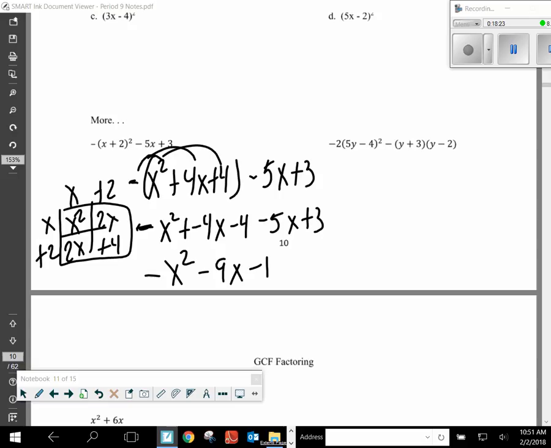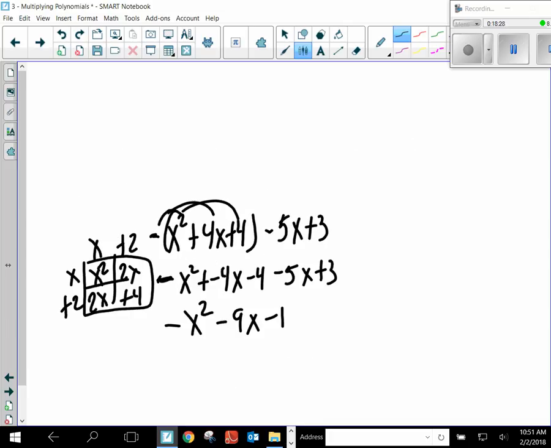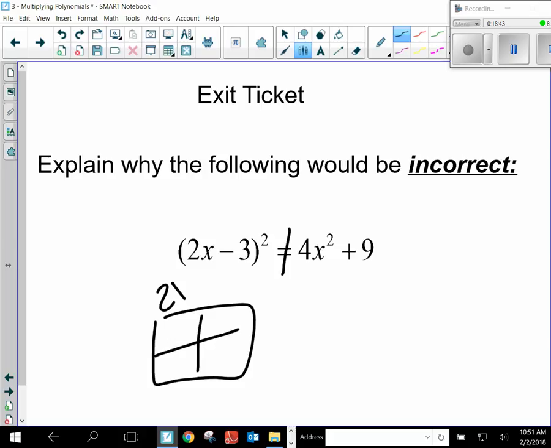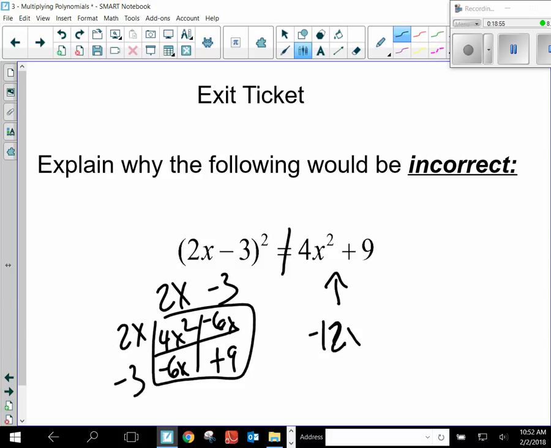All right, so feel free to take a look at that longer if you need to. And here's your exit ticket. Explain why the following would be incorrect. Hit pause so you have some time. The reason it's incorrect is because it's missing that middle term. So I do 2x minus 3 and 2x minus 3. I get 4x squared plus 9 is here, but I also have negative 6x and negative 6x. So it's missing negative 12x, which should be right in the middle there. So 4x squared minus 12x plus 9.